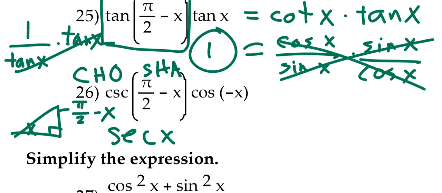Hypotenuse over adjacent. Oh, yeah, because that would be hypotenuse over opposite. Yes, that would be. You switch to the other one. Yep, that's right. Nicely done.